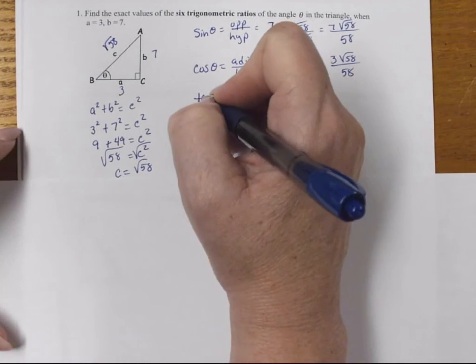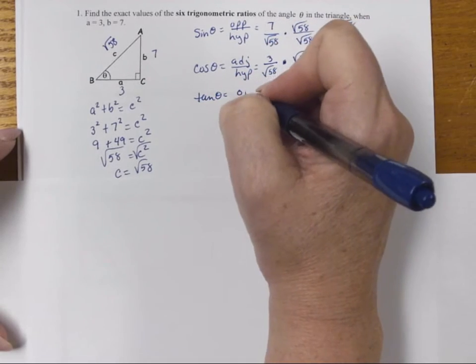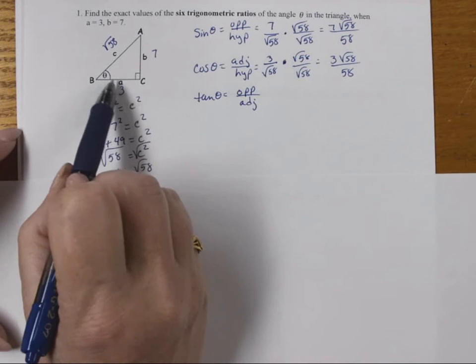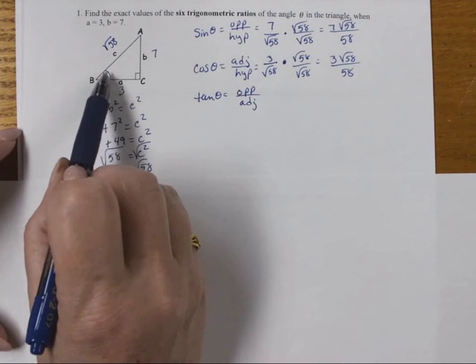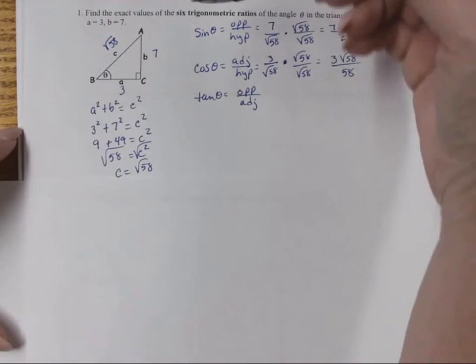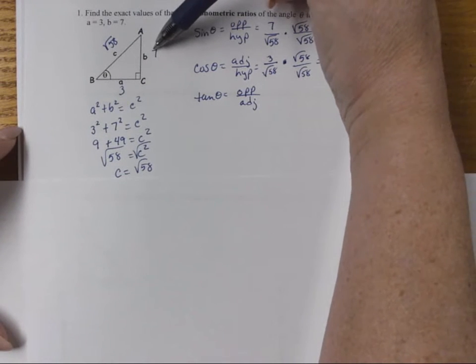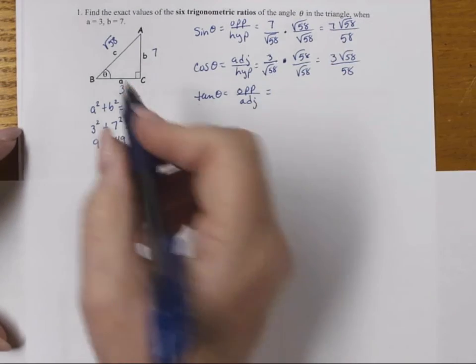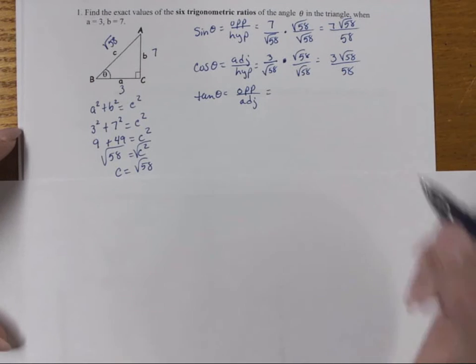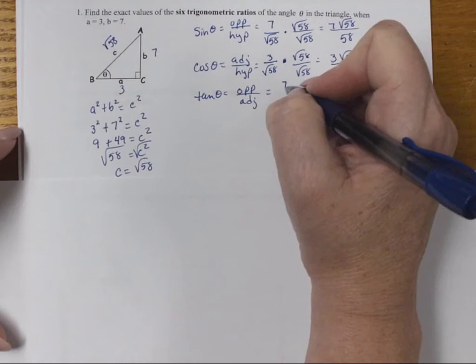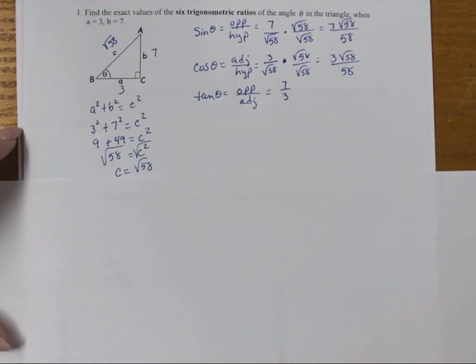Let's go find tangent. So tangent of theta is going to be the opposite over the adjacent. Remember, your adjacent side is the one that's next to your angle. In this case, we're looking at theta, so again, it's my adjacent, and there's my opposite. If I was looking at angle A, this becomes my adjacent, and this becomes my opposite. So pay attention to which angle you're looking at to know which are the opposite and adjacent sides. Hypotenuse will always be the same, across from the right angle. So our opposite side is 7, and our adjacent is 3.